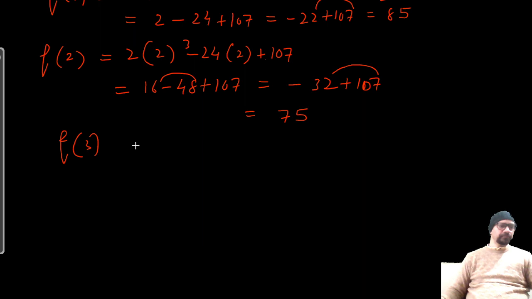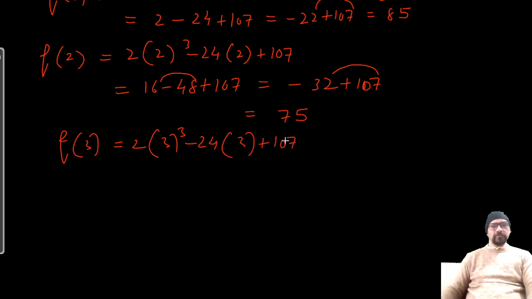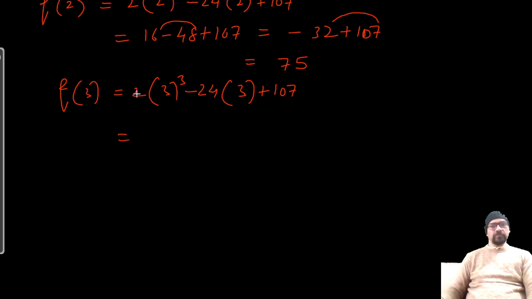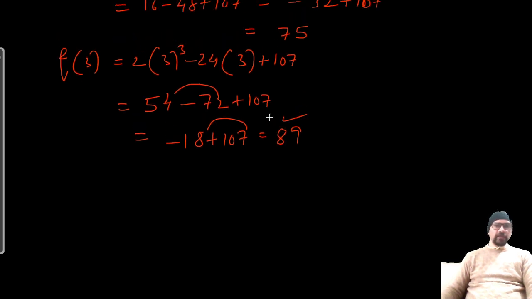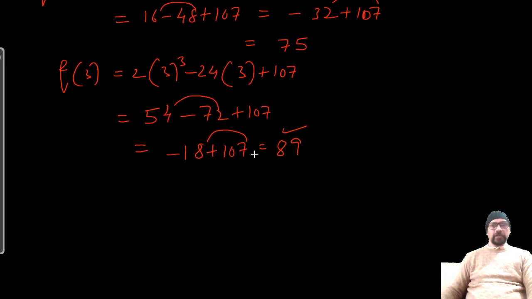And the value of the function at 3 is equal to 2 into 3 cubed minus 24 into 3 plus 107. 3 cubed is 27, and 27 into 2 is 54, minus 72 plus 107, which gives us negative 18 plus 107, which is 89. So the maximum value of the function is 89, which is at x equal to 3.